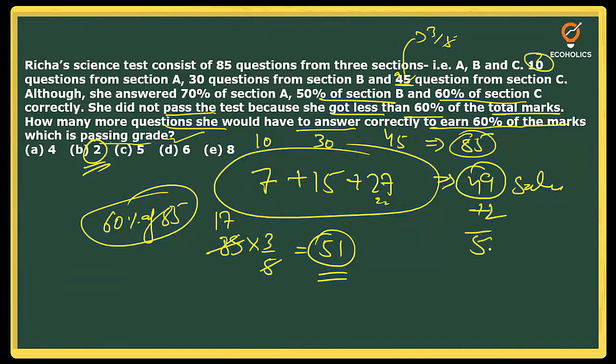49 plus 2 is 51, right? So at 51 she will pass. So it means 2 more questions are required. So the answer for this question will be 2. Clear? Let's go for the next one.